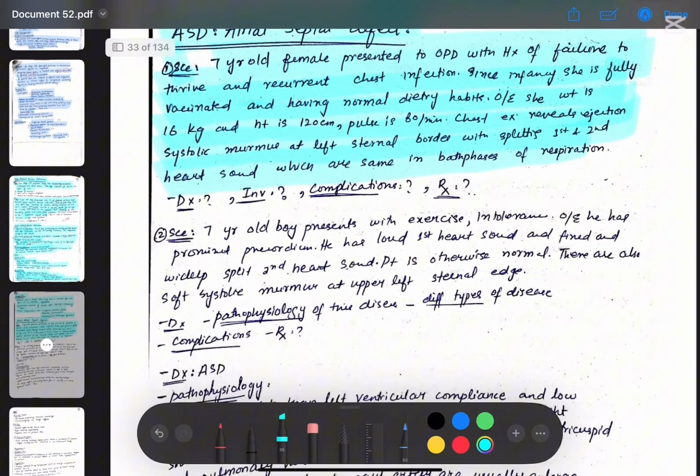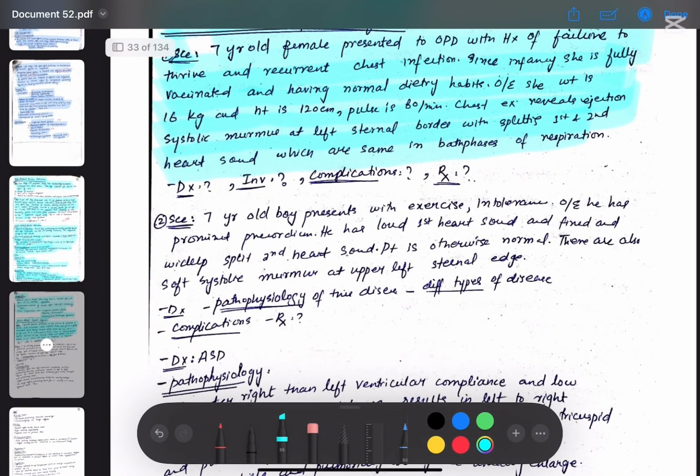which are in both phases of respiration. Another scenario is that there is a 7-year-old boy presenting with exercise intolerance. On examination, he has a prominent precordium, loud first heart sound, and fixed and wide split second heart sound. The patient is otherwise normal. There is also a soft systolic murmur at the upper left sternal border.